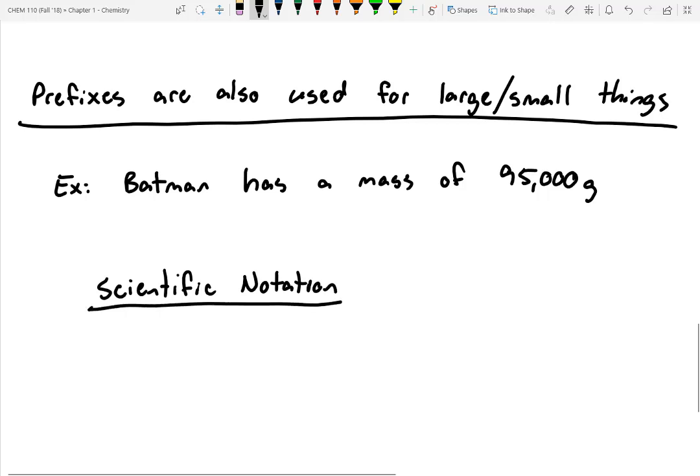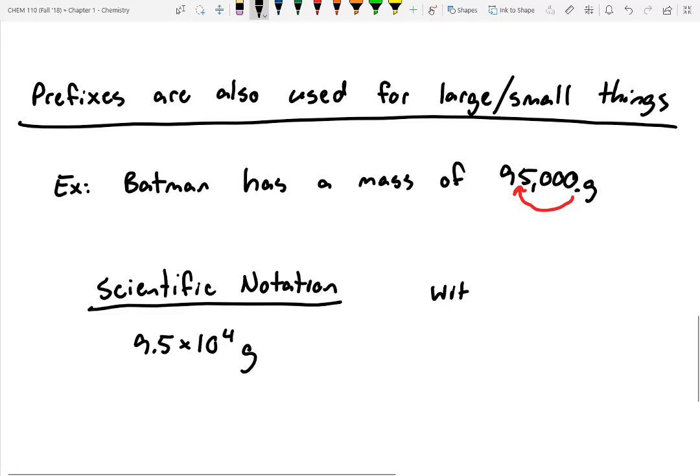How would we represent Batman's mass using scientific notation? And remember, we could imagine there being a decimal there. What did we do? Yeah, so what we could do is move this decimal point over 4 spots to after the first non-zero number. So this would be now 9.5 times 10 to the 4th grams. That's scientific notation, which we just practiced.